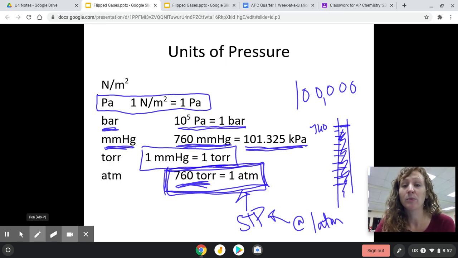Torr and atmosphere are both very common units of measurement for pressure in chemistry. Again, I'm pretty sure this is on your reference sheet, and if it is not, then don't spend your time memorizing conversion factors for pressure. Spend your time learning the concepts and the other equations that we're about to run into.